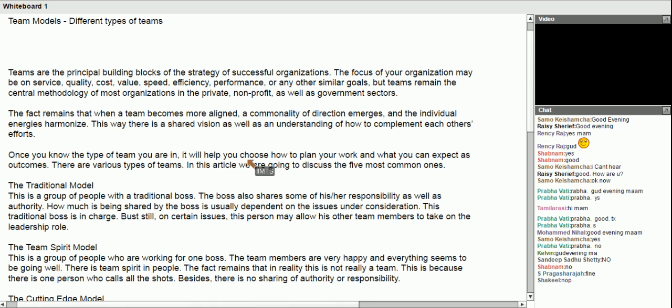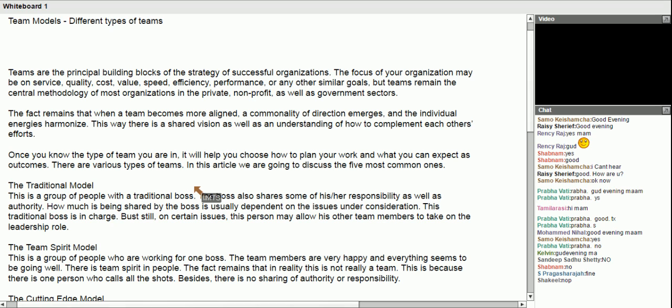Once you know the type of team you are in, it will help you to choose how to plan your work and what you can expect as outcome. So there are different types of team models. If you are aware of the types of team models, you can assess very easily which kind of team yours is. You must be part of a team either now or when you go to work. Either you might be working in an organization or you will be working, right? So if you are working, you know what teams are.